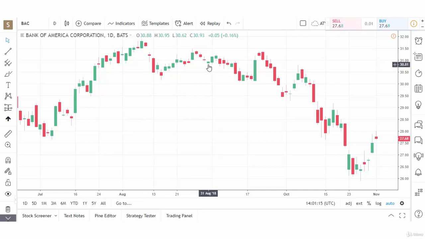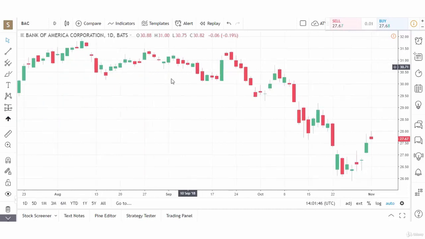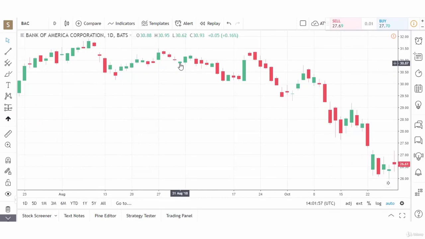Let's look at August 31st. We'll see that the stock opened at 30.88. It dropped down to a low of 30.62, reached a high of 30.95 on the day, and then closed at 30.93. You can see that the close and the high are very close to each other, so there's almost no wick. You really have to zoom in to see a very tiny wick at the top. So that's how we read a candlestick on a chart.